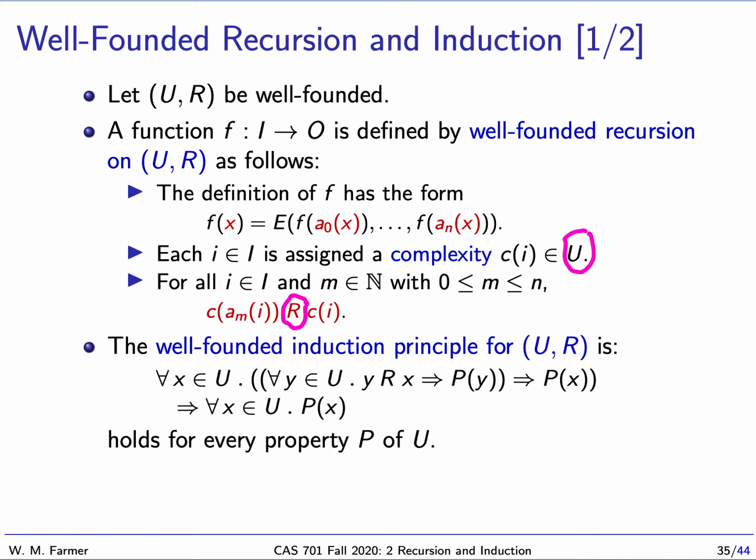Now, we get an induction principle, which is written right down here. This looks like exactly the ordinal induction principle. The difference is here, instead of using a well order in ordinal induction, we use a well-founded relation. So in well-founded induction, we're using a well-founded relation. In ordinal induction, we're using a well order. Those are the differences. Okay.